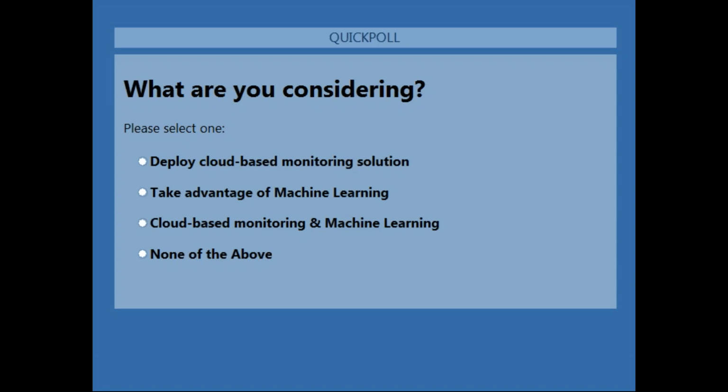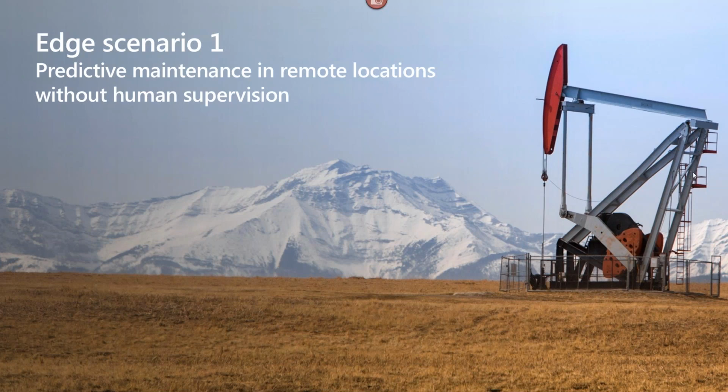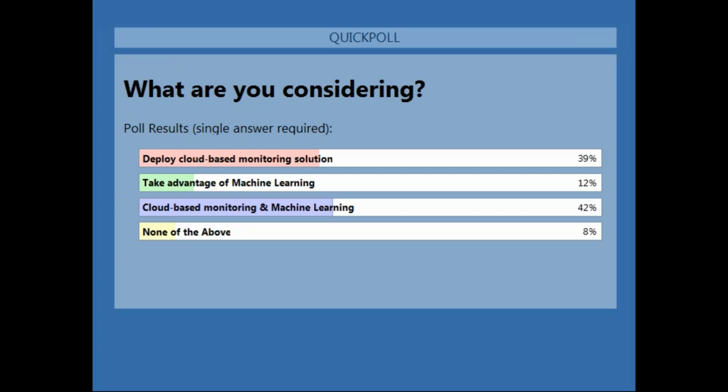So again, first you could take a look at deploying cloud-based monitoring solutions. Are you considering taking advantage of machine learning? Are you looking at doing both cloud-based monitoring and machine learning, or none of the above? Okay, one last chance. Let's get those answers in, and I'll ask Scott to go ahead and bring up the results. Very interesting, kind of what I think we would expect.